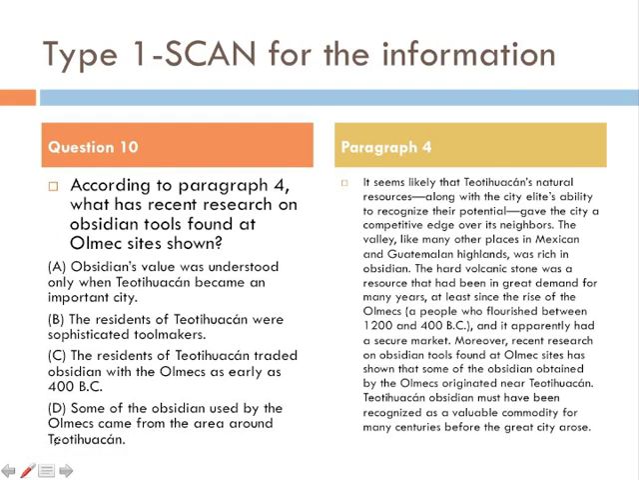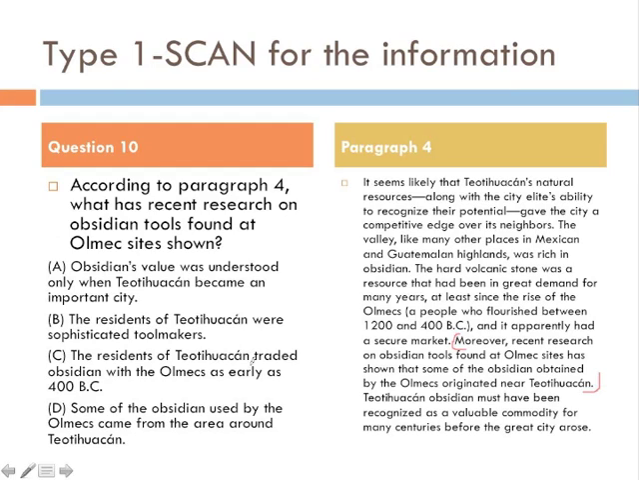So as we go through to start finding the answer, let's begin where in the text. Recent research mentions that these tools found at these sites have shown that some of the obsidian obtained by the Olmecs originated near Teotihuacán. Now, that is the immediate sentence itself. Keep in mind that we might need to read the next sentence, but that also gives us a chance to be tricked.